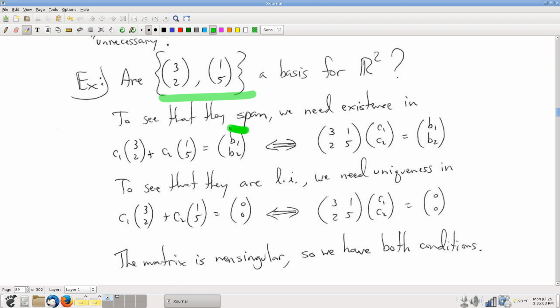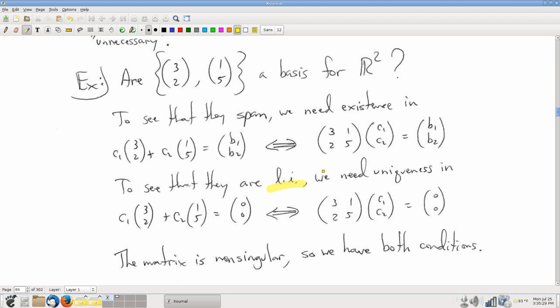So does this list of vectors span R2? Well, in order to check that it spans R2, I need to check that I can always solve this system of equations, no matter what vector in R2 might be on the right-hand side. We've seen problems like this before, and what we know is that we need to know that this matrix has the existence property. In other words, we need to confirm there's a pivot in every row.